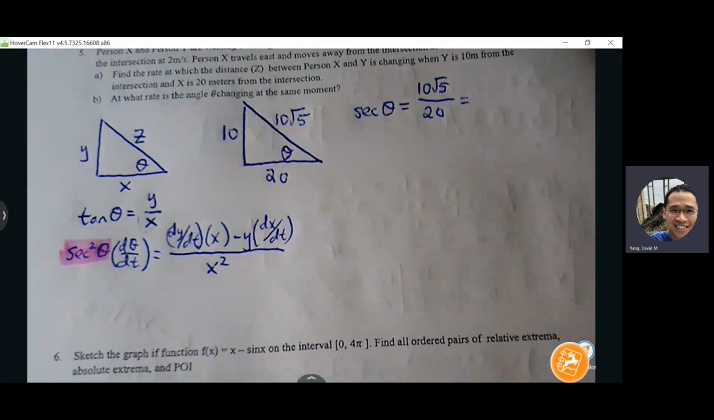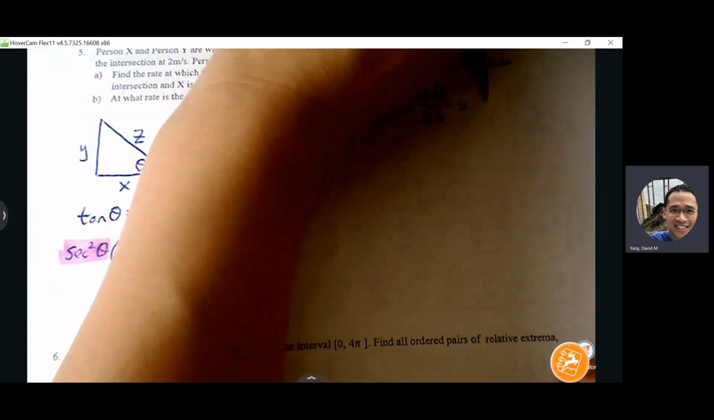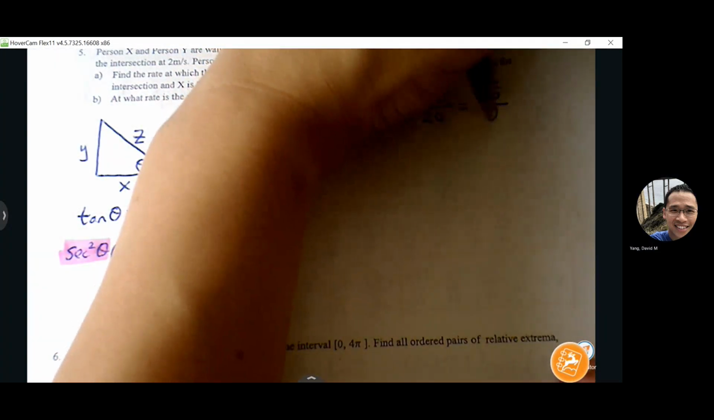Let me just clean this up so I can have smaller numbers to work with. What can I reduce that 10 root 5 over 20 down to? Yeah, 1 over 2, or just root 5 over 2.